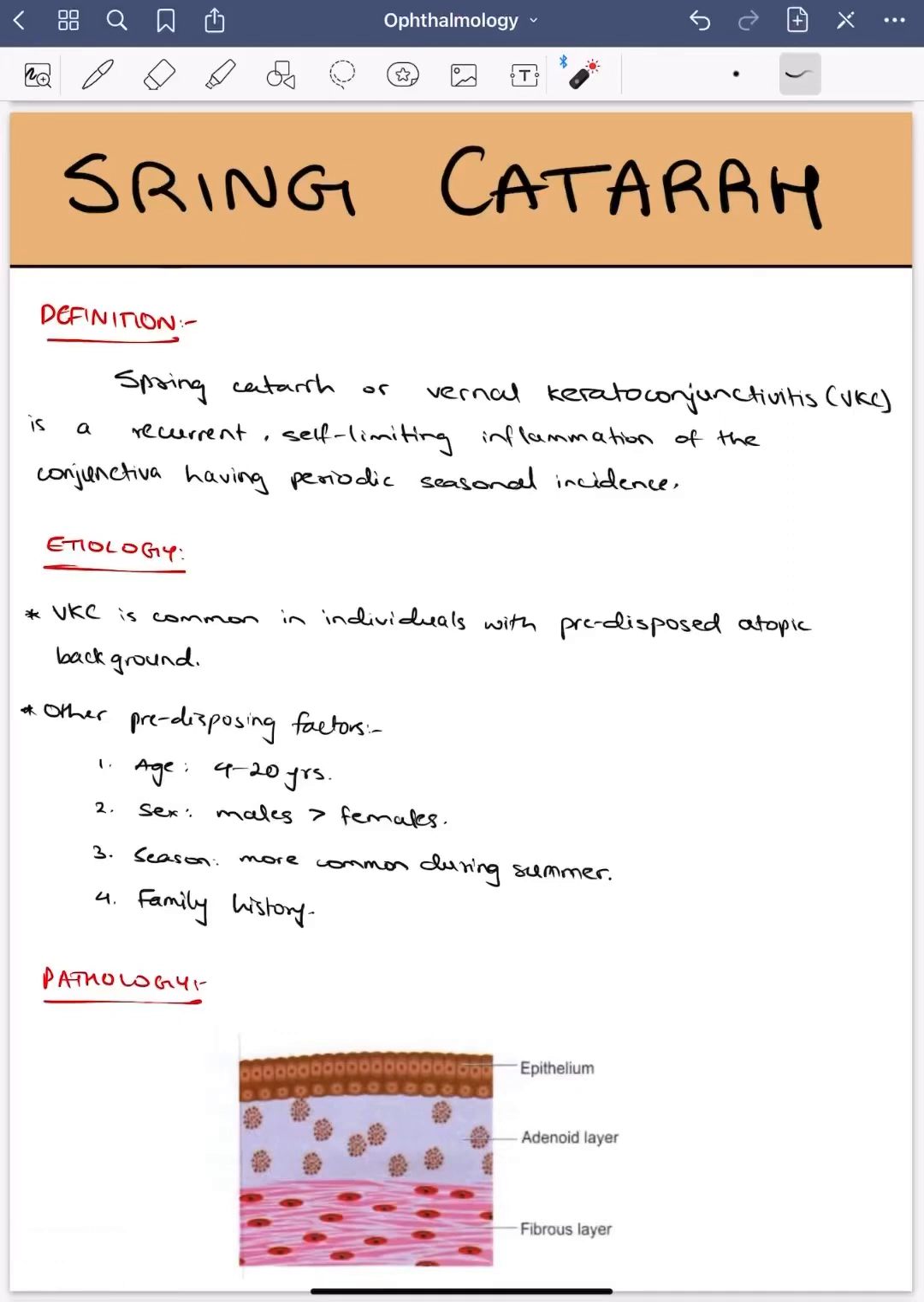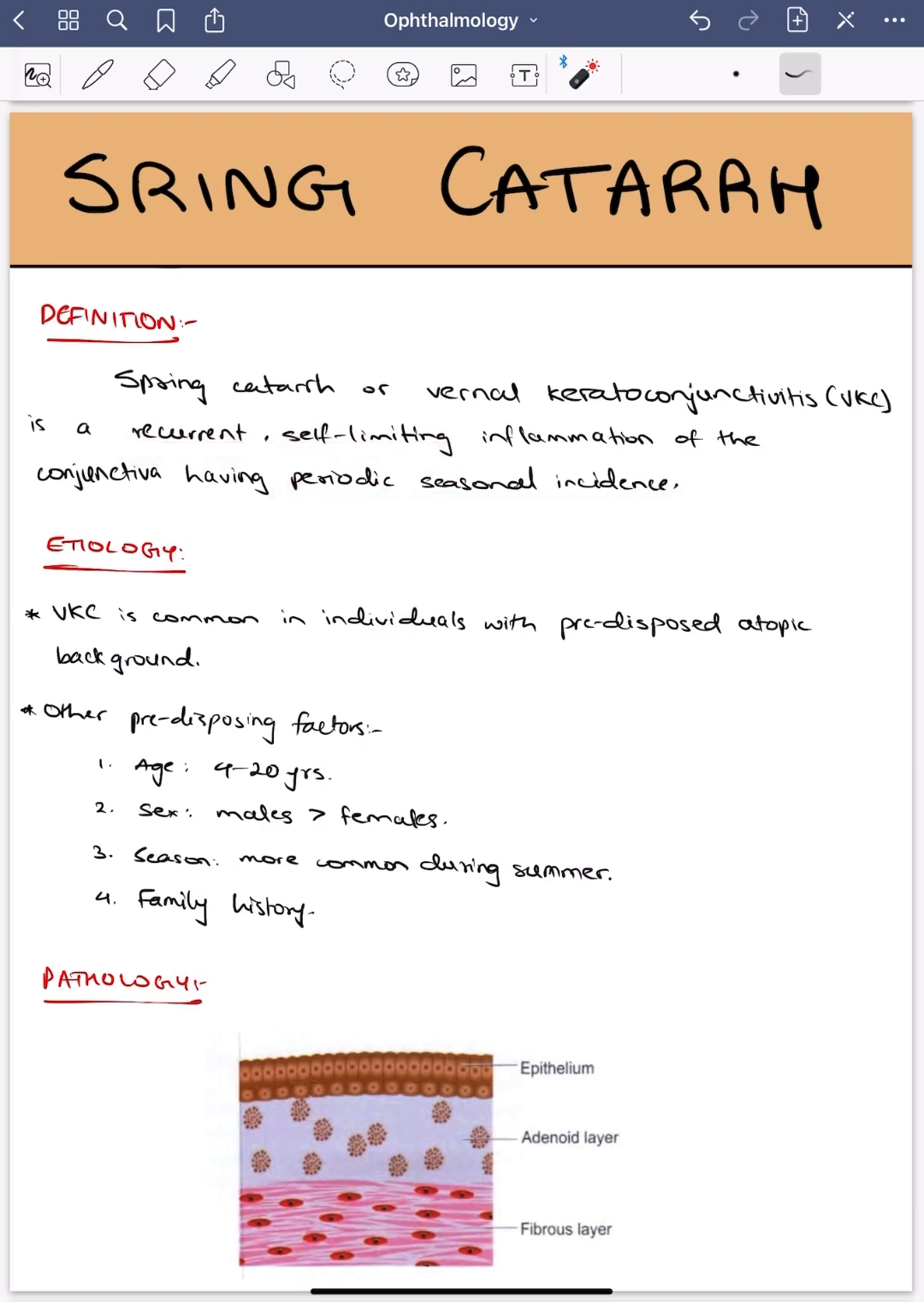In this lecture, we'll be discussing spring catarrh. Now, the definition: spring catarrh or vernal keratoconjunctivitis is a recurrent, self-limiting inflammation of the conjunctiva having periodic seasonal incidents. So you can basically remember this as allergy of the conjunctiva. Again, it is a recurrent, self-limiting inflammation of the conjunctiva having periodic incidents.